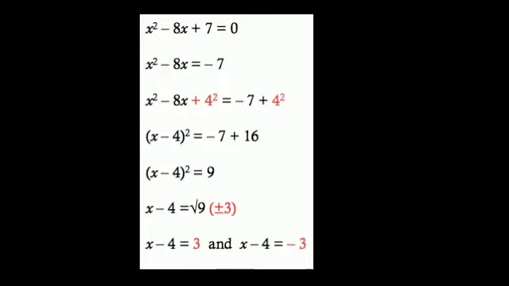One more example is given here: x squared minus 8x plus 7 equal to 0. Take plus 7 to the other side, you get x squared minus 8x equal to minus 7. Now, what is half of 8x? It is 4. So add 4 squared to both sides, you get (x minus 4) whole squared equal to minus 7 plus 16. (x minus 4) whole squared equal to 9. So taking the square root of both sides, you get x minus 4 equal to root 9. Root 9 means plus or minus 3. So you get x minus 4 equal to 3 and x minus 4 equal to minus 3.